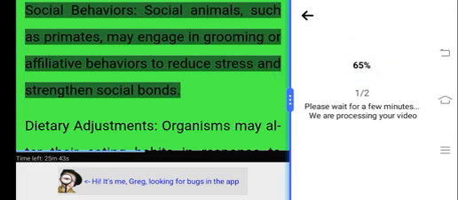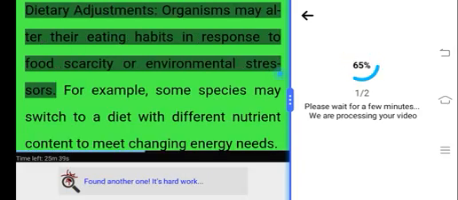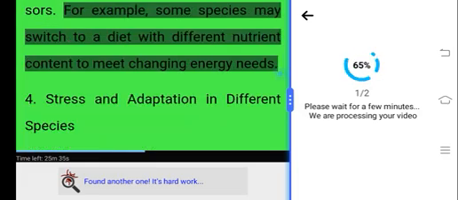Social behaviors. Social animals, such as primates, may engage in grooming or affiliative behaviors to reduce stress and strengthen social bonds. Dietary adjustments. Organisms may alter their eating habits in response to food scarcity or environmental stressors. For example, some species may switch to a diet with different nutrient content to meet changing energy needs.